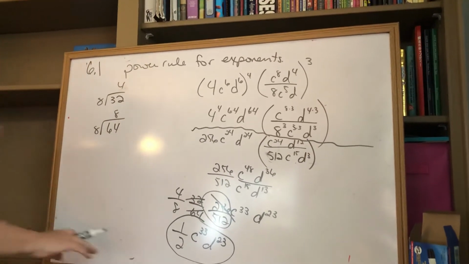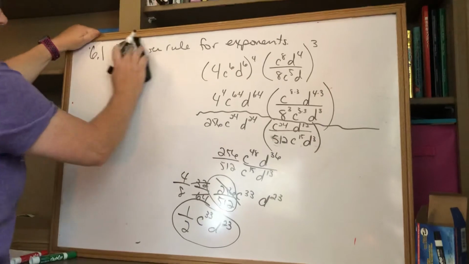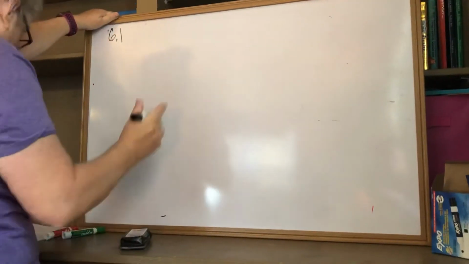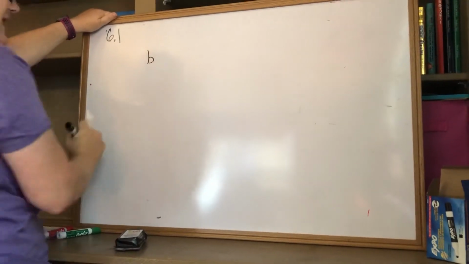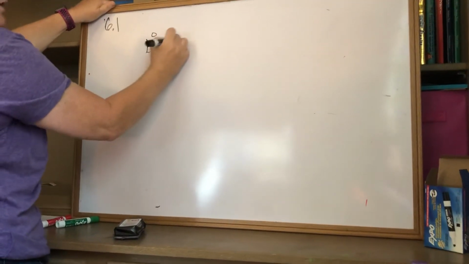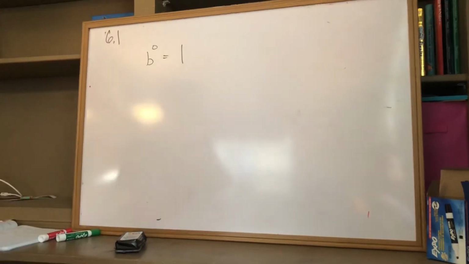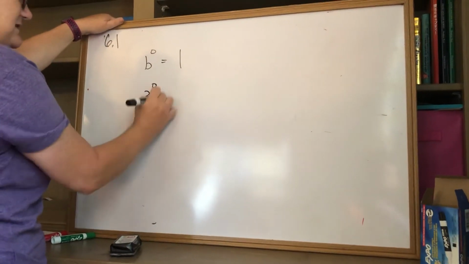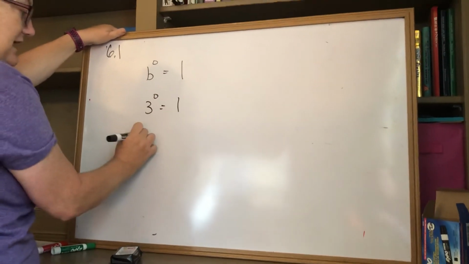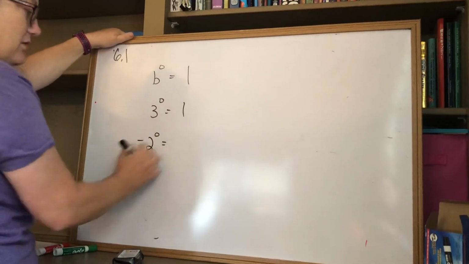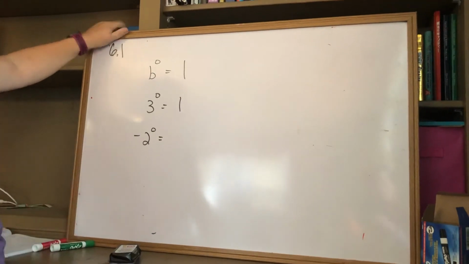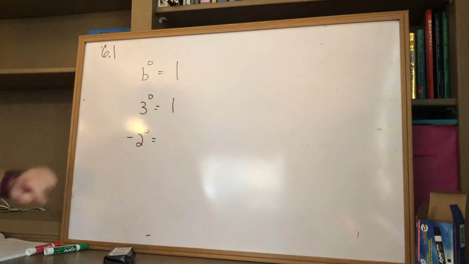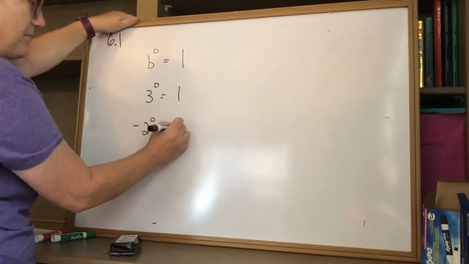Okay, we have one more thing to talk about in this section, which is when we have a base raised to the 0 power. That is always equal to 1. If we have a base raised to the 0 power, it's 1. So if I have 3 raised to the 0 power, that's 1. If I have negative 2 raised to the 0 power, what is it that's being raised to the 0 power here? It's not negative 2, but it's just 2. This is saying the opposite of 2 raised to the 0 power. So this is the opposite of 1.